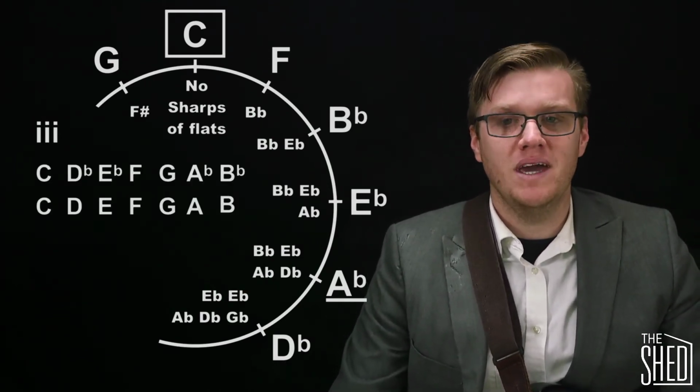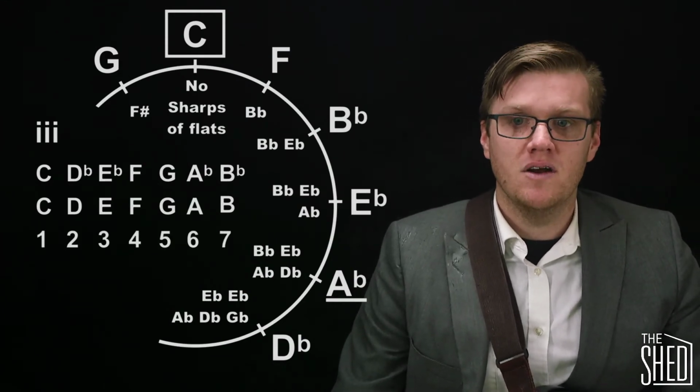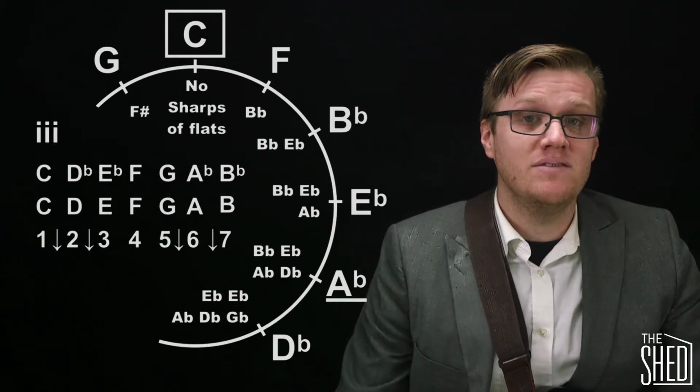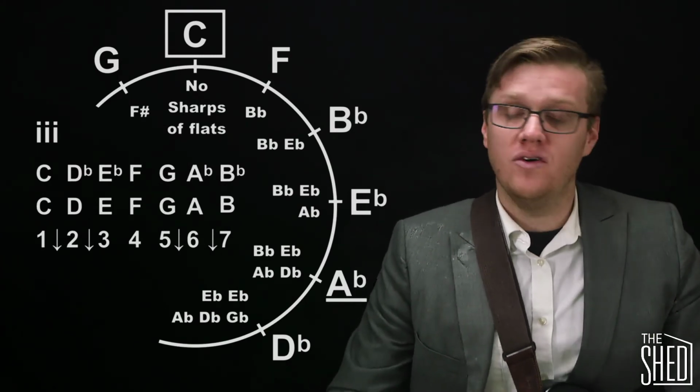And let's compare it to C major. So we have a bunch of notes that are different here. We notice that the second scale degree is lowered, the third's lowered, the sixth is lowered, and the seventh is lowered. So in a Phrygian scale, all those notes are lowered.